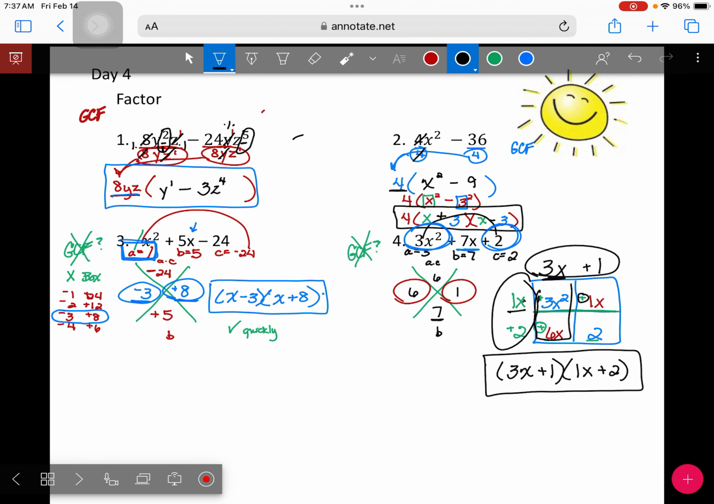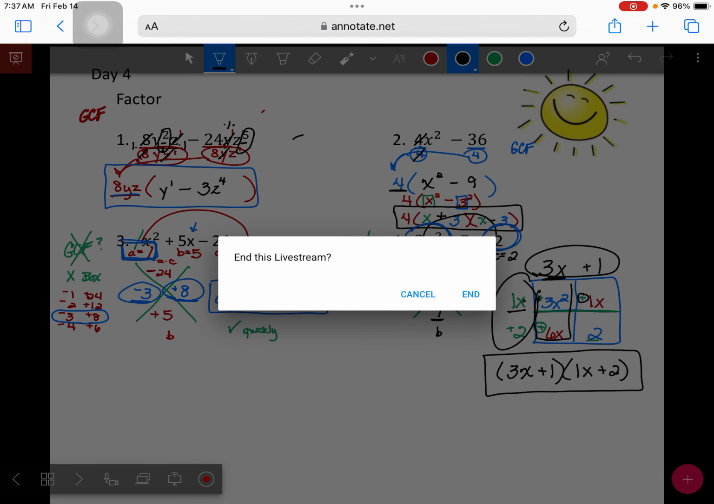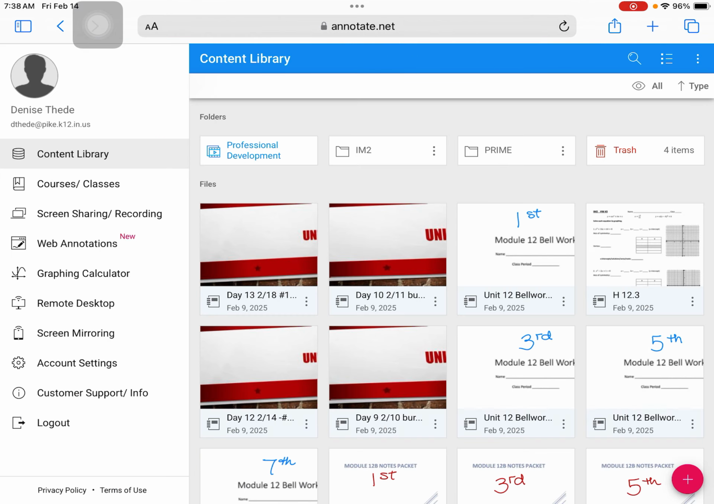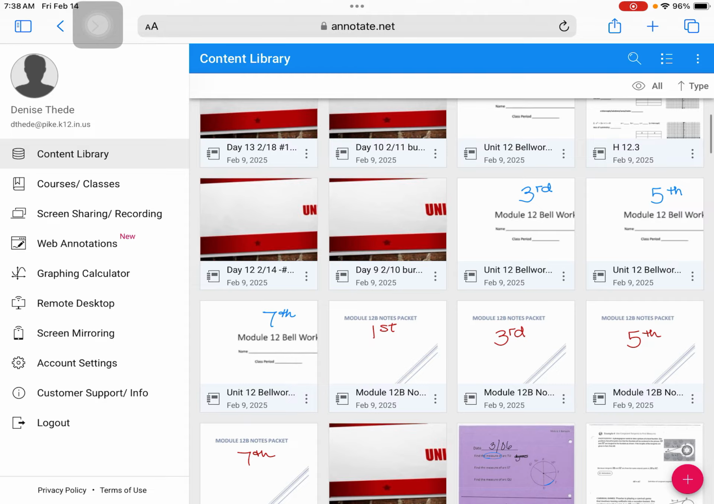Okay. Are we feeling a little better about factoring in general? A little bit? Okay. Well, good, because we're going to be doing even more now. Woohoo! All right, so open up your notes, please.